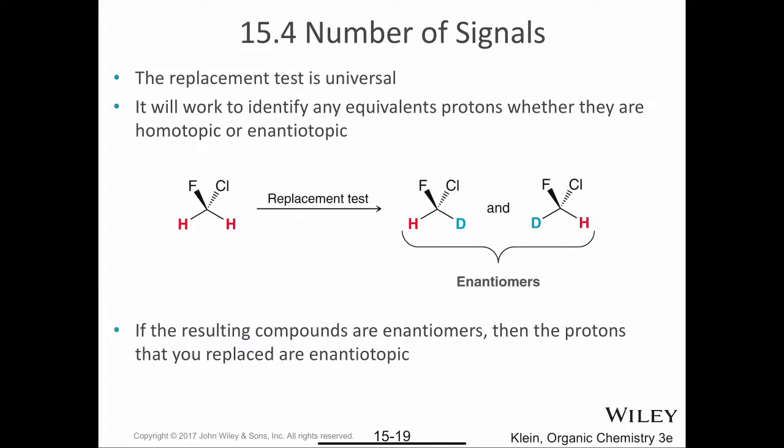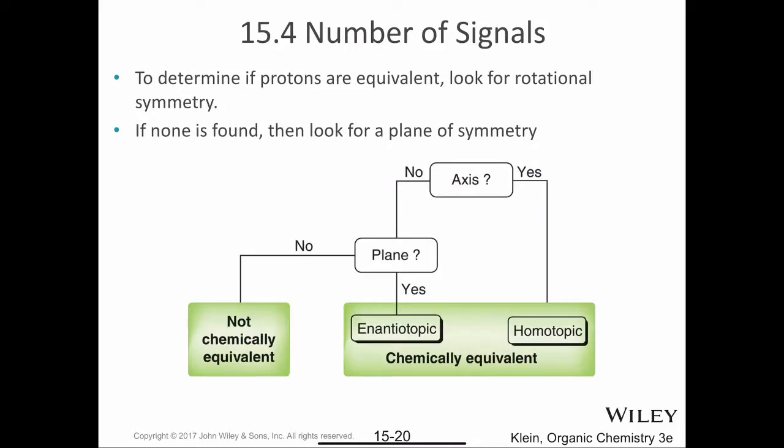So if I replace both of the hydrogens in this molecule with a different element, so they're being replaced with deuterium here, and if I end up with two molecules that are enantiomers, then the two protons are enantiotopic. This decision tree helps us to decide whether protons are chemically equivalent or not chemically equivalent. Furthermore, it can help us decide when chemically equivalent protons are enantiotopic or homotopic.